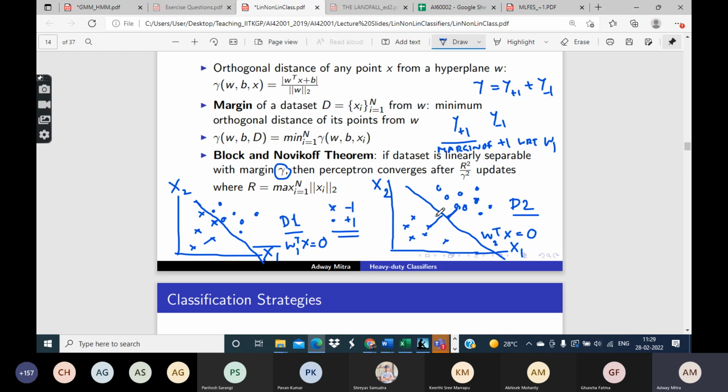Now, you can see that in this case, both gamma +1 and gamma -1 are very small. In fact, they are close to 0. And in this case, both are quite large. So we can say that this is a situation where the margin is small, and in this situation the margin is large. Now, this margin being small, its implication is that the number of lines which separate the two classes is much smaller in this case compared to this case.